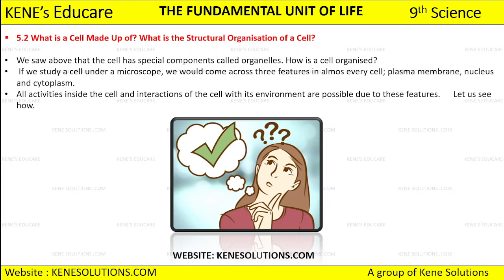Okay, so whatever activities the cell has to perform inside the cell, and whatever kind of interactions the cell is having with the environment, meaning the interaction between the cell and the environment, why is it possible? That is possible because of these three different features which exist in the cell, that is the plasma membrane, nucleus and the cytoplasm. So these three features are very important here.